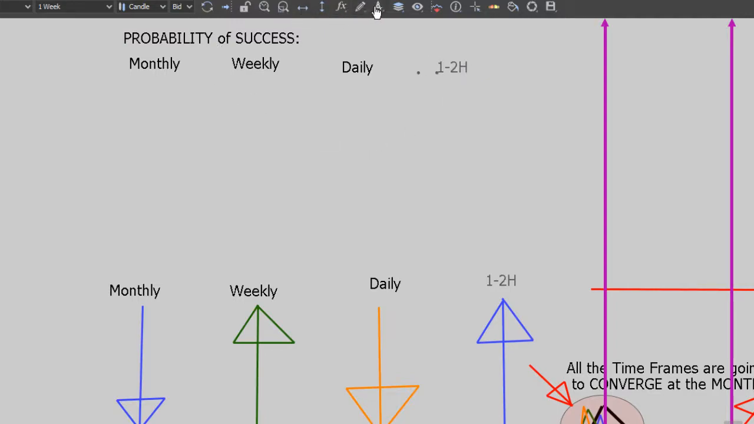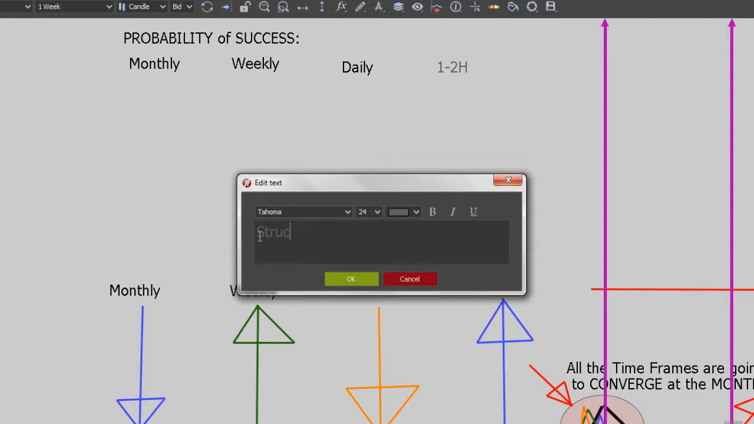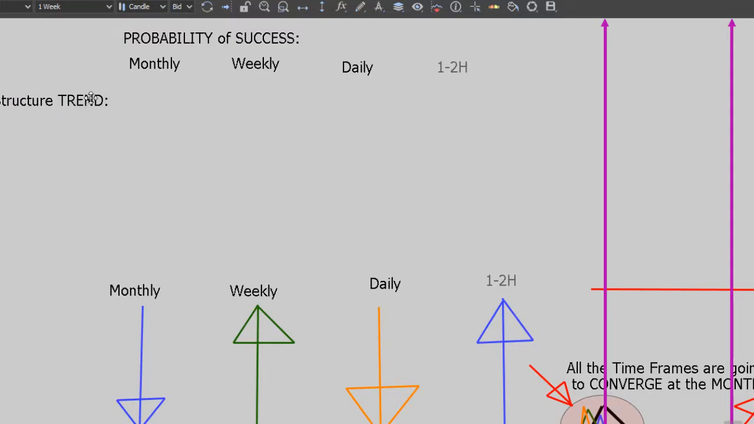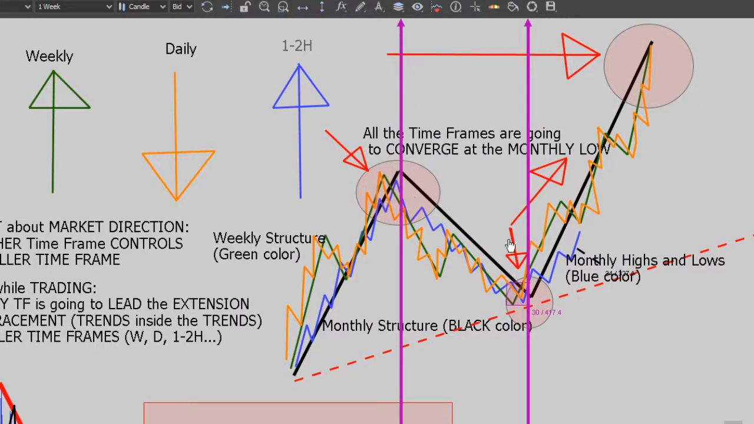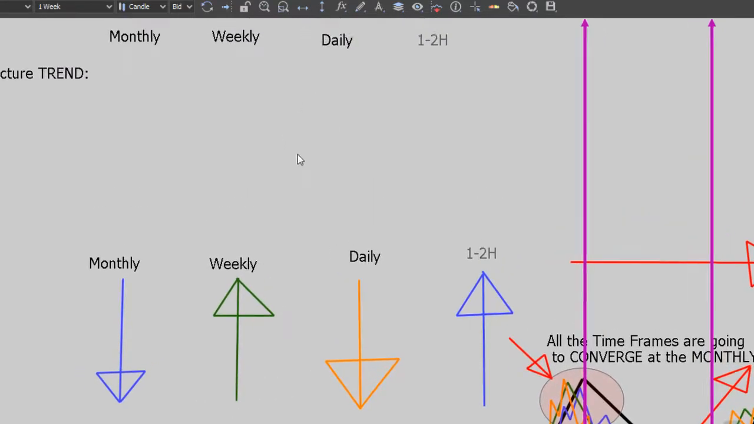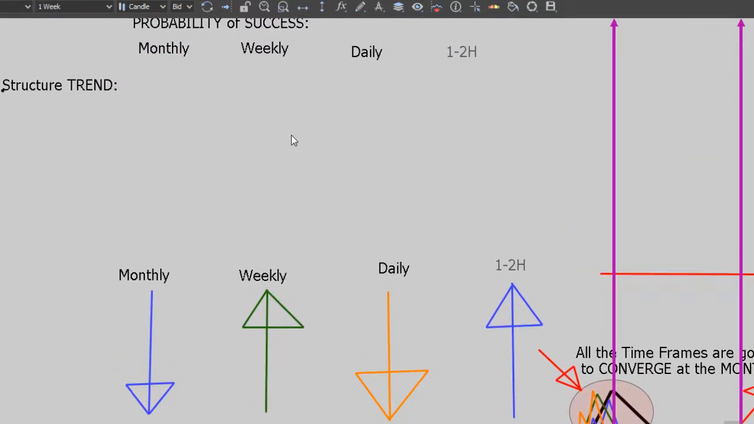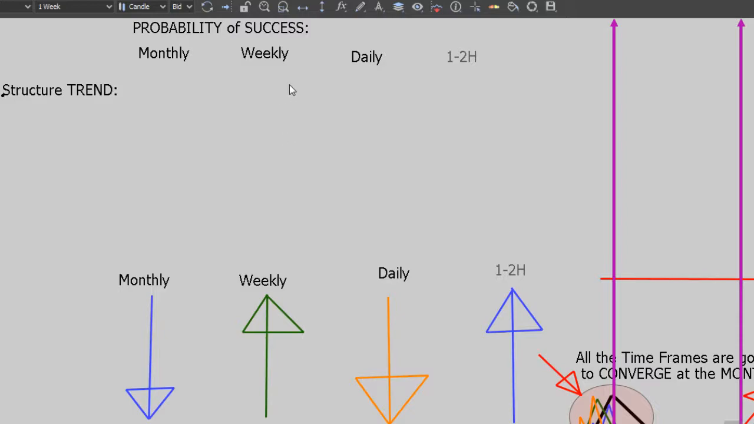and we are going to write on the left side structure trend. Let's color code this in black. Structure trend. Okay, so if we are talking about this space in here in the horizontal lines, okay, so if you know that the higher time frame controls the smaller time frame, and let's say that the monthly is in an up retracement, right?